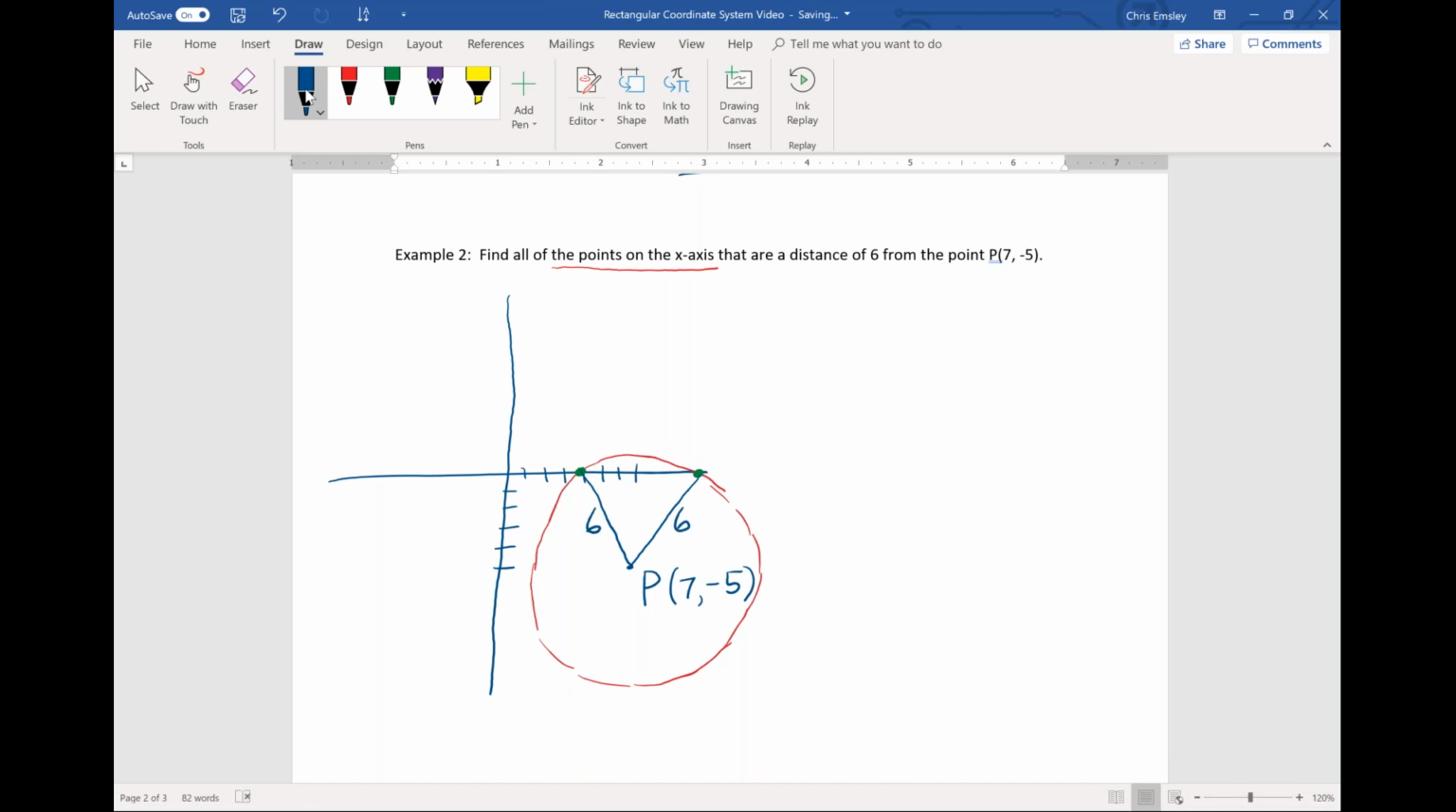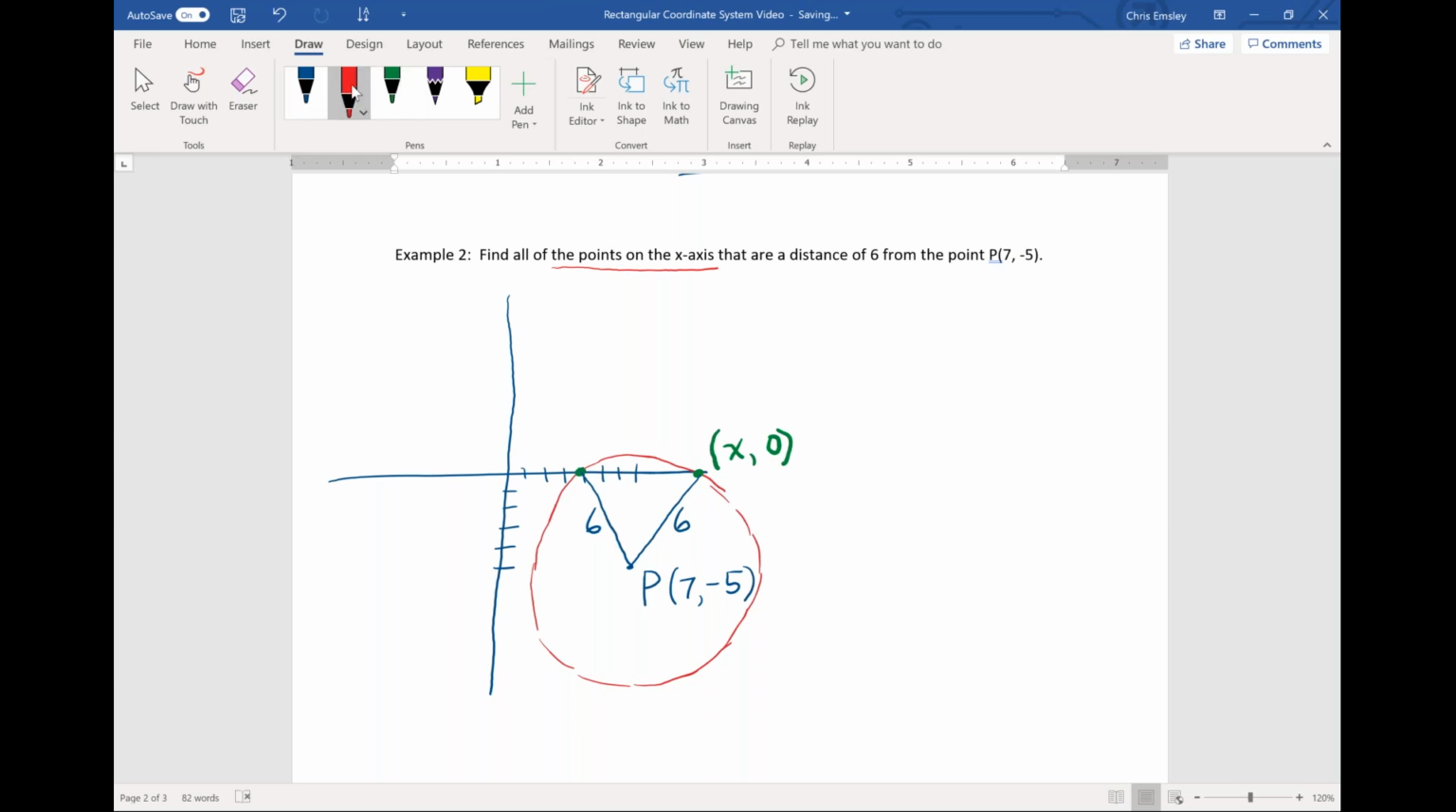So we need to use the distance formula. We need 2 points. We have the one given in the problem, and then we have these 2 little green points that I labeled here. For either one of these points, I'm just going to arbitrarily pick one. We don't know the x value of that point, but we do know the y value. If it's on the x-axis, the y value has to be 0. So these would be the coordinates of one of those points on the x-axis.